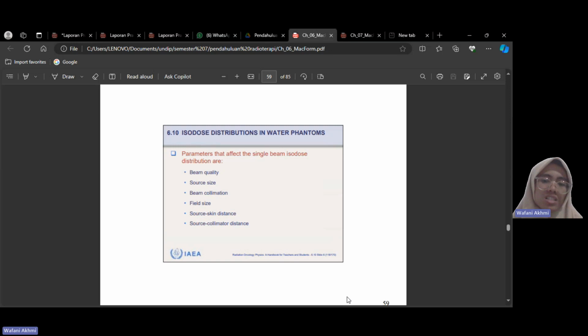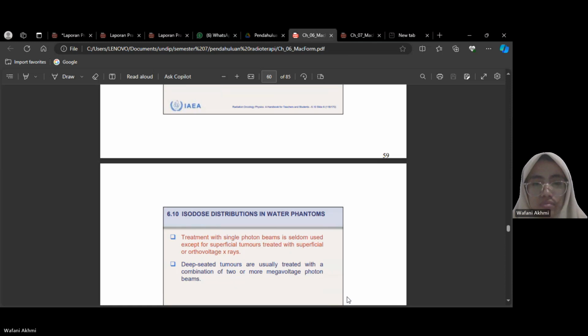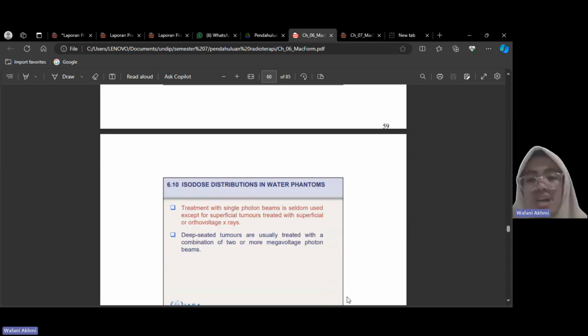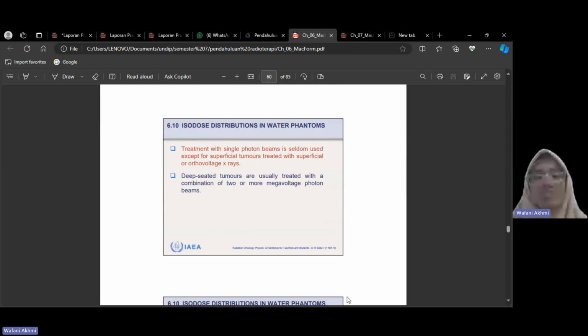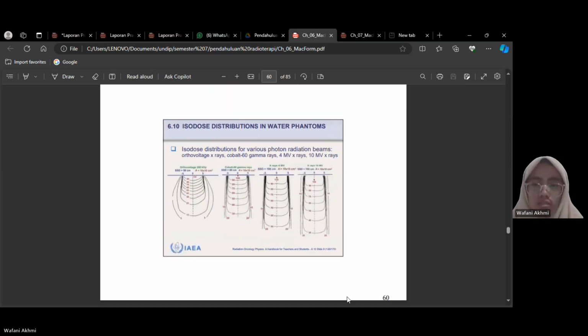Parameters that affect the single beam isodose distribution are beam quality, source size, beam collimation, field size, source skin distance, and source collimator distance. Treatment with single photon beams is seldom used except for superficial or orthovoltage X-rays. Deep seated tumors are usually treated with a combination of 2 or more megavoltage photon beams. There is isodose distribution for various photon radiation beams.